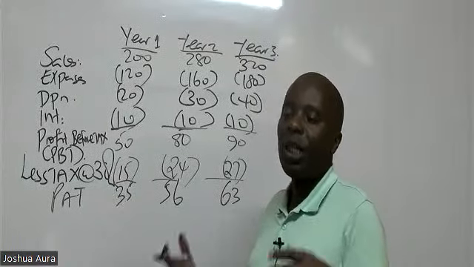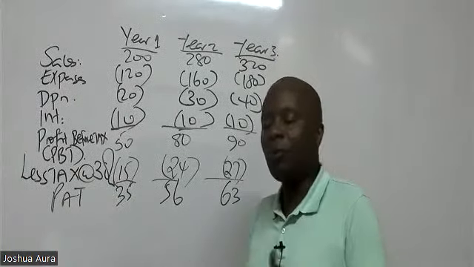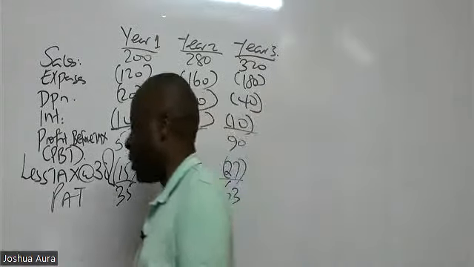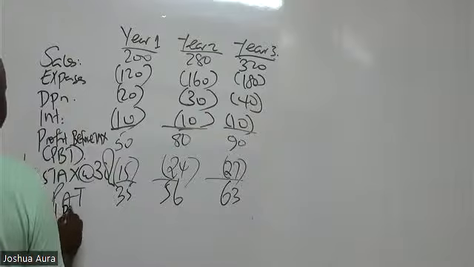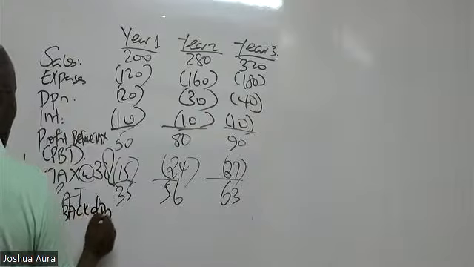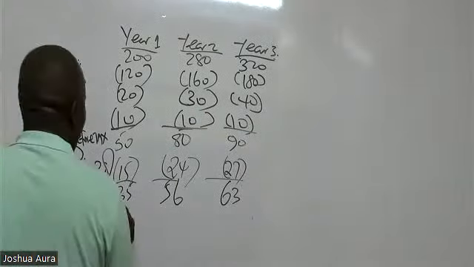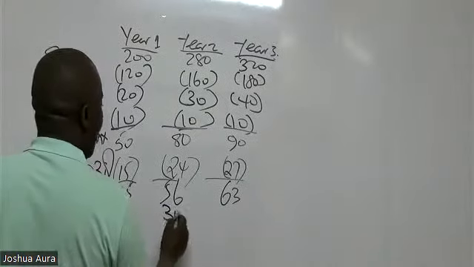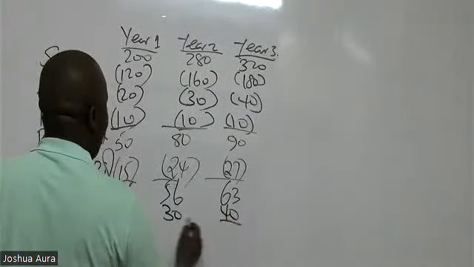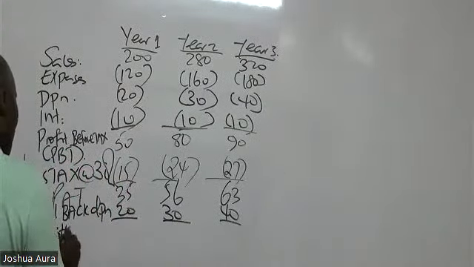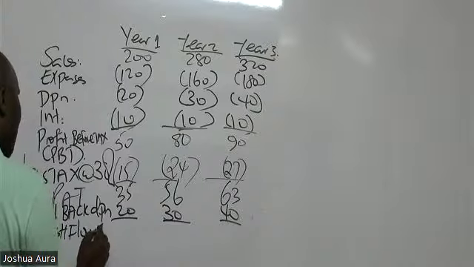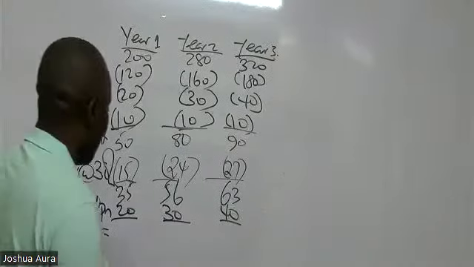Profit after tax, to change profit after tax to cash flow, you add back depreciation. So depreciation here is 20, here is 30, here is 40. You add back depreciation for you to be able to get our operational cash flows.